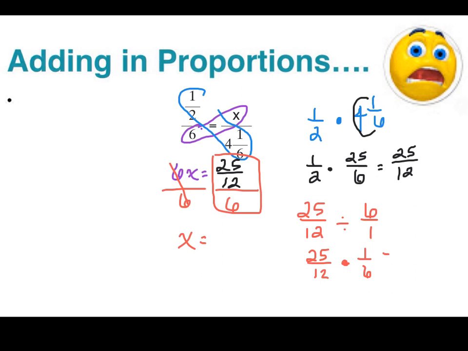Multiply straight across and I get 25 over 72. I'm going to go ahead and determine I cannot simplify. Nothing goes into 25 and 72. So my answer is x equals 25 over 72.